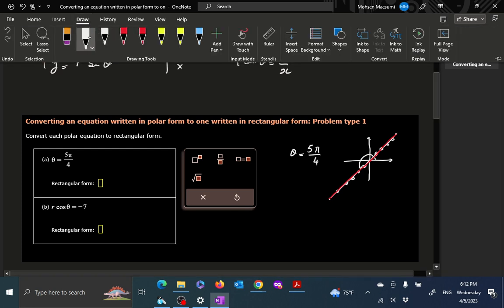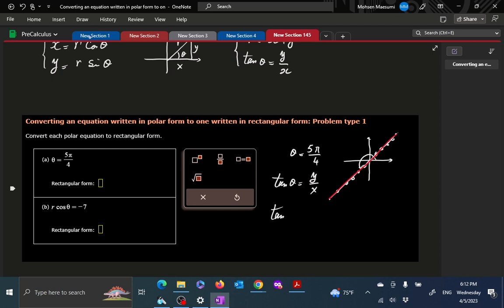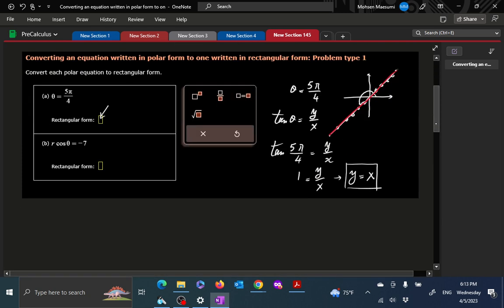So we go ahead and we say tangent of theta is y over x. So tangent of theta is just tangent of 5 pi over 4, which is equal to y over x. Tangent of 5 pi over 4 from this reasoning is 1. So 1 is equal to y over x. If you simplify that, you get y is equal to x in rectangular form. So the equation that we are after is simply y equal to x.